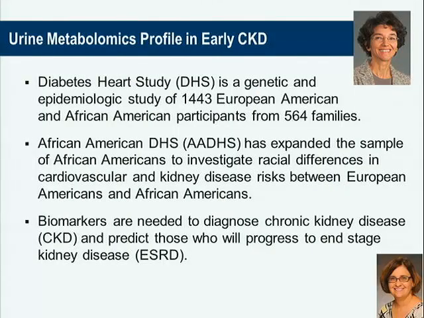And I will start off by talking about a study that we've been doing with Snezana Petrovic, who's at Wake Forest University. And what she's looking for is a urinary metabolomics profile of early chronic kidney disease. So I appreciated the talk right before me, definitely. The sample that we've been using is from the Diabetes Heart Study, which is a genetic and epidemiological study of 1443 European American and African American patients from 564 families.